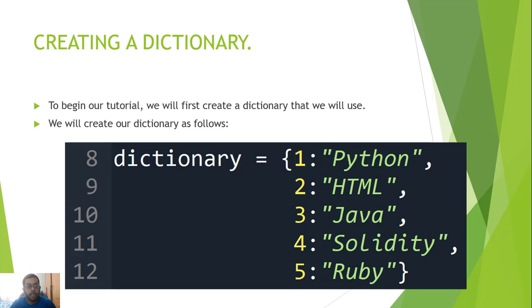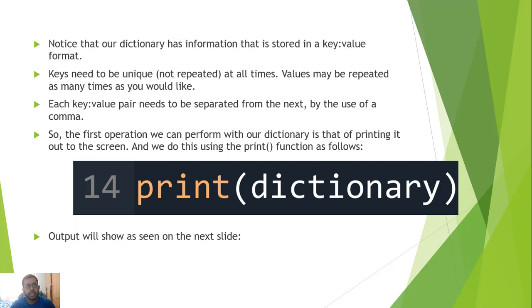Creating a dictionary. To begin our tutorial, we will first create a dictionary that we will use. We will create our dictionary as follows. Dictionary is equal to 1 Python, 2 HTML, 3 Java, 4 Solidity, 5 Ruby. Notice that our dictionary has information that is stored in a key value format. Keys need to be unique, not repeated at all. Values may be repeated as many times as you would like. Each key value pair needs to be separated from the next by the use of a comma.